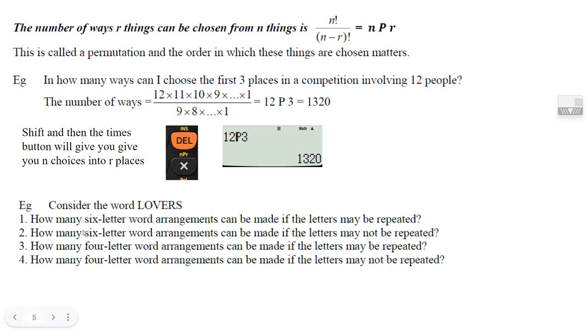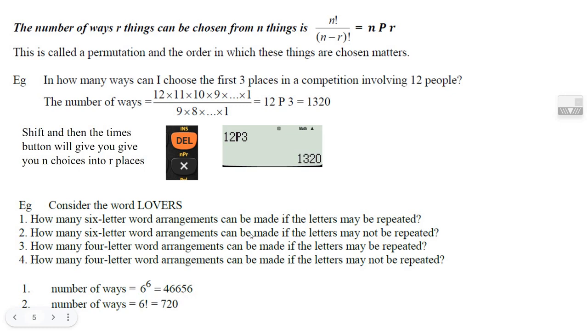Okay, let's look at an example. Consider the word lovers. There's 1, 2, 3, 4, 5, 6 letters. How many 6-letter word arrangements can you make if they can be repeated? Well, 6 boxes, 6 choices. You've got 6 choices in every box, so it's 6 to the 6th power.